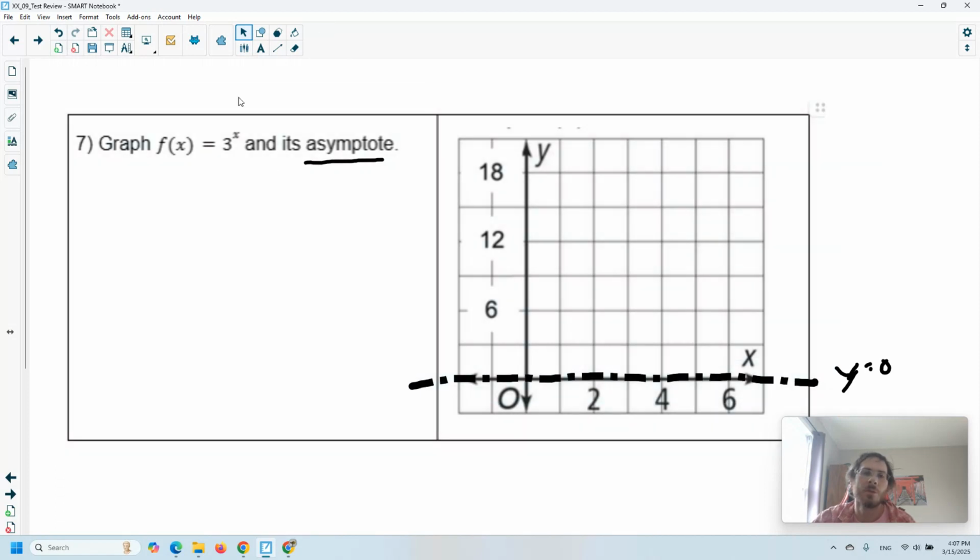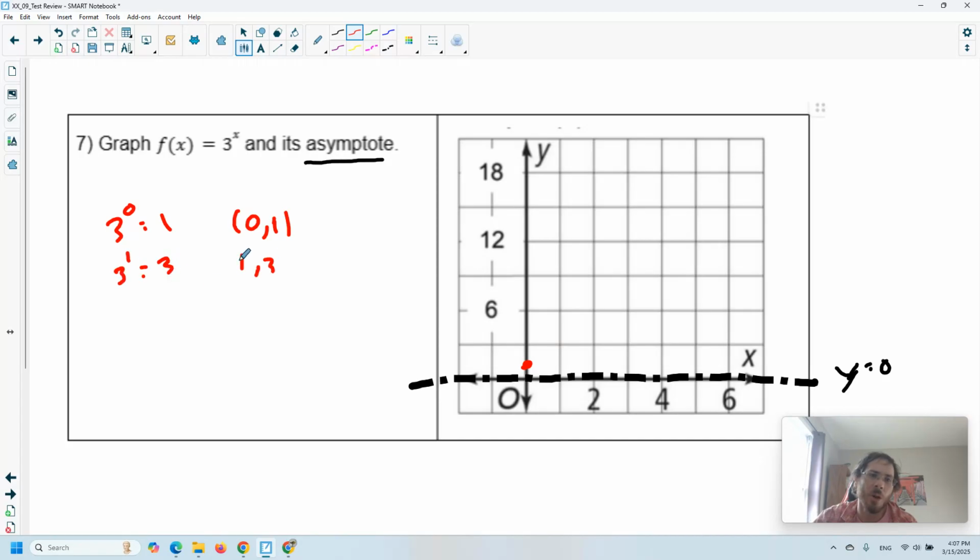So that's my asymptote. Now I need to graph 3 to the x power. So I need to actually graph it. I can't just guess. So if I try out some numbers, 3 to the 0 is going to be 1. So I need to plot the point 0, 1. This is counting by 3's, so 0, 1 would be down here. 3 to the first is 3. So I need to plot 1 for x. I got 3 as my answer. It's going to be right there.